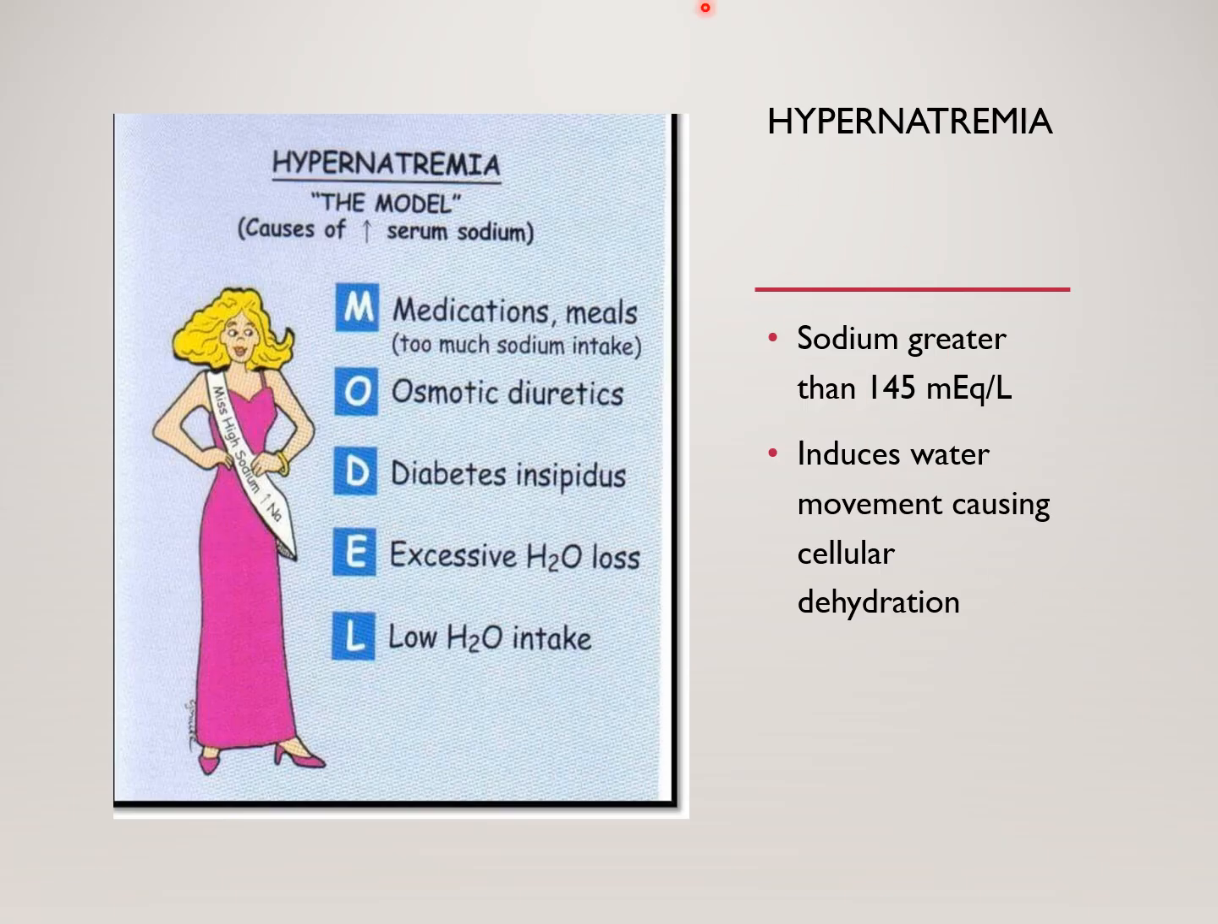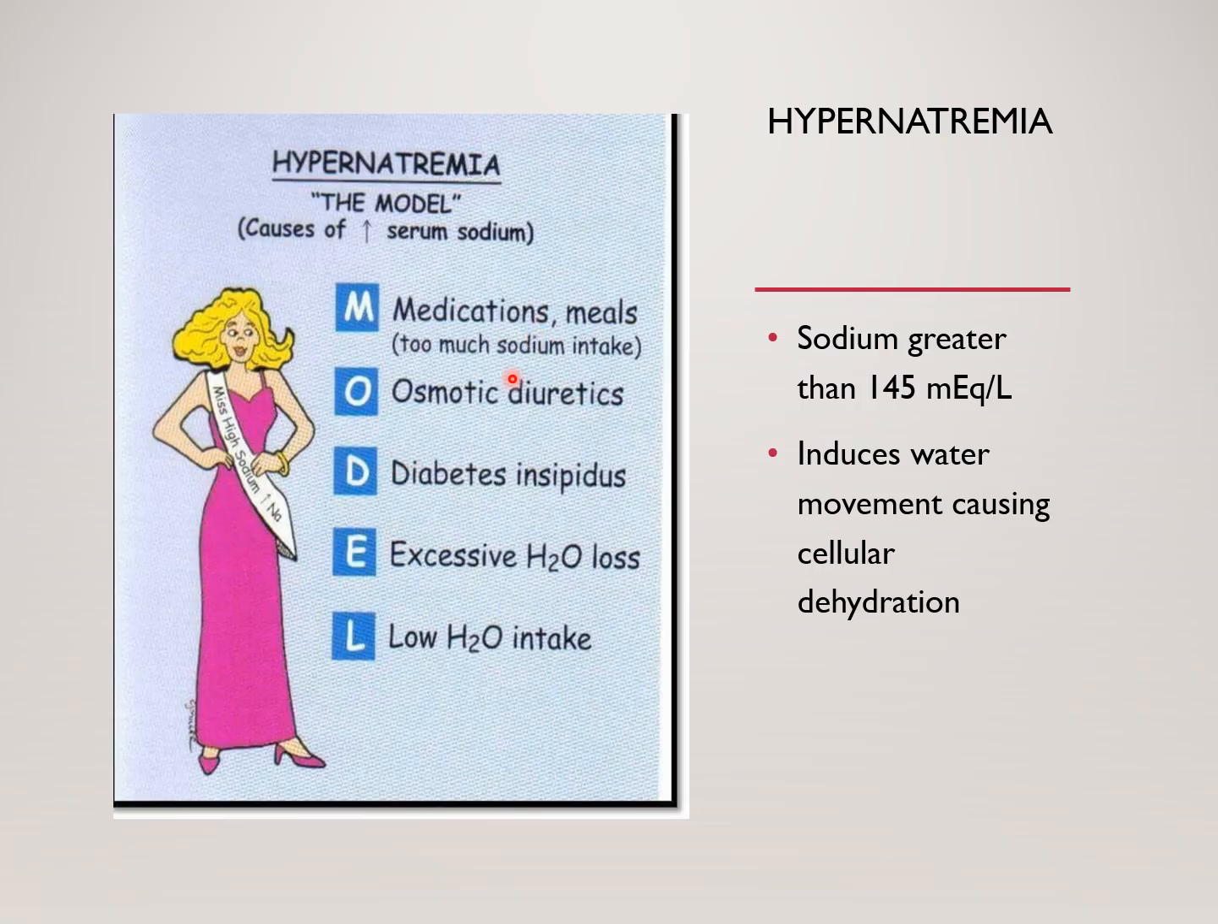Other things that can cause this are maybe a defect in thirst or an inability to obtain water. And we can also cause it by a rapid infusion of sodium. So the acronym MODEL might help you remember some of the common causes of hypernatremia. Others are things like medications or meals. So if we're giving a fluid or a medication that has a really high salt content, or if somebody is eating a really high salt content.